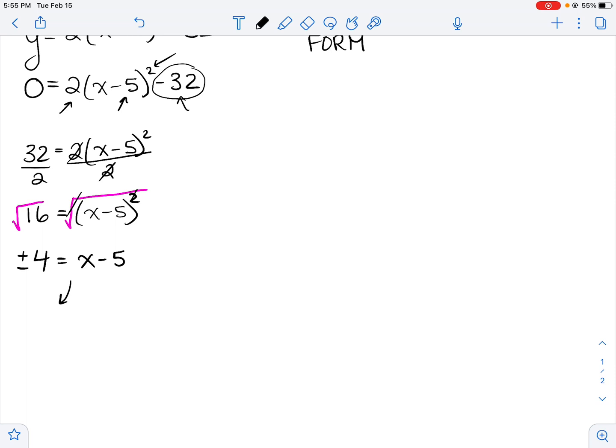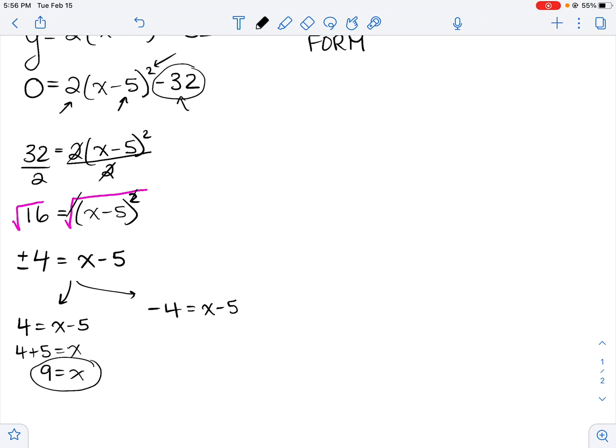I'm going to break it up because I have 4 equal to x minus 5, and I also have negative 4 equal to x minus 5. I'm going to try to get the x alone, so I'm going to get rid of the negative 5s by adding 5 to both sides. So here I'll get 4 plus 5 equals x. So x is equal to 9. That's one of my roots.